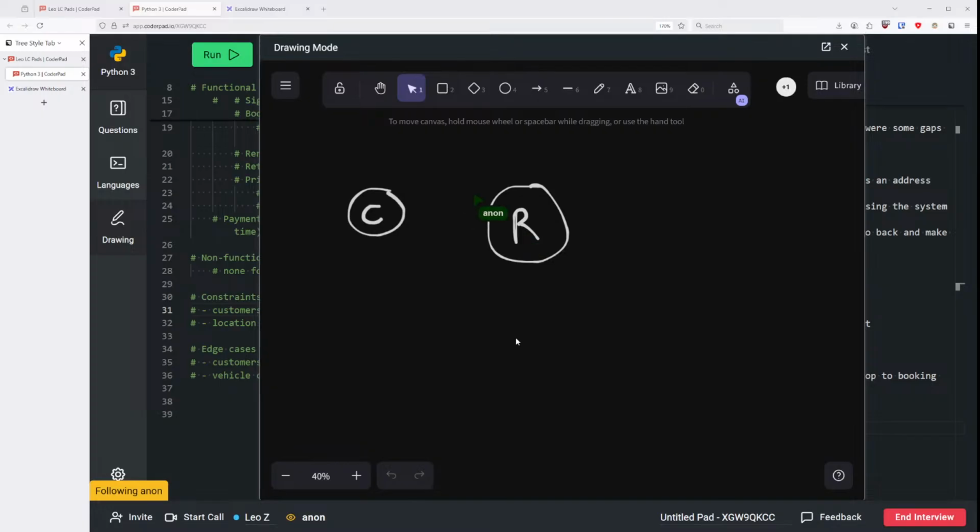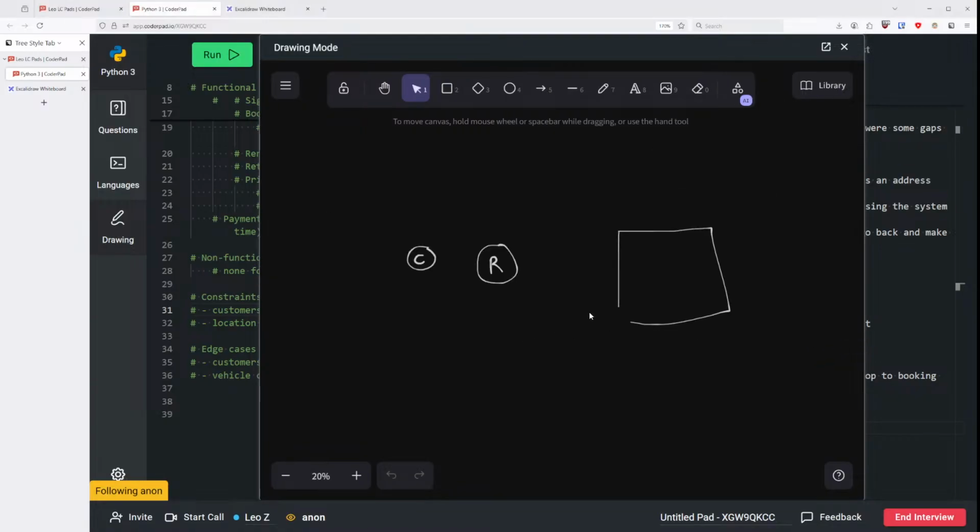So then we'll zoom out a bit, and then we'll need some server, which is, so this is the customer, I guess. We need some server where basically our rental system will be in. Let's call this server.